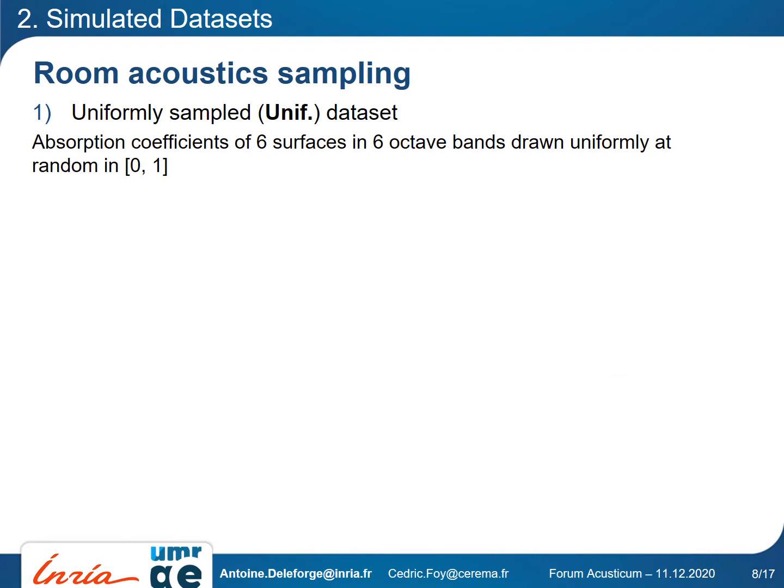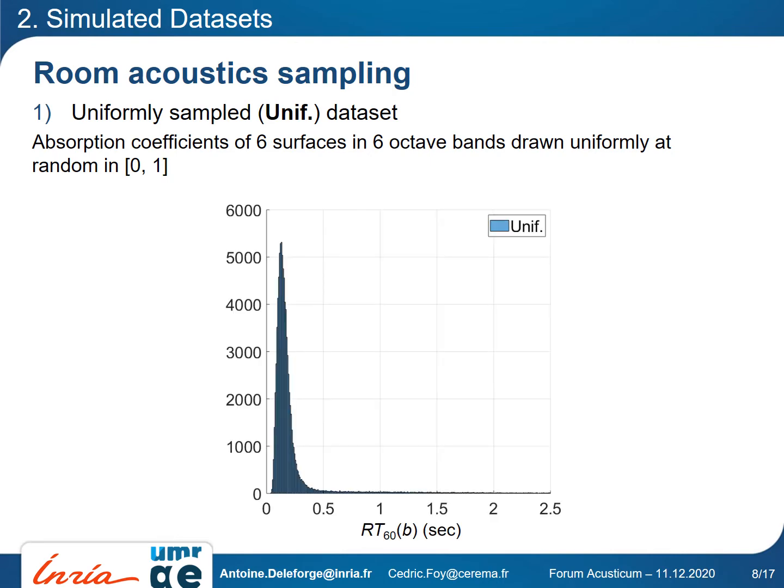We considered two different approaches to sample the acoustic properties of rooms. The first one is the most straightforward. For each room, the absorption coefficients of each of the 6 surfaces in the 6 octave bands are drawn uniformly at random between 0 and 1. This seems very natural. But when we looked at the histogram of reverberation times in this dataset, we observed this. As you can see, reverberation times end up being very concentrated around 200 milliseconds using this approach. This is not really what we see in real rooms in practice.